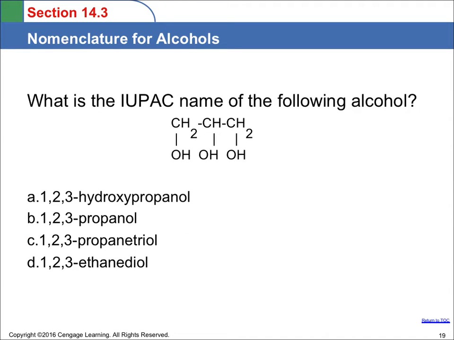What's the IUPAC name for this alcohol? So here we have multiple alcohols. We've got 3, so that will have to be a triol. The only option that has triol in it is C, so that must be the answer. They are on 1, 2, and 3. Doesn't matter which direction you name it or number it. 3 carbons is propane. So that all fits.